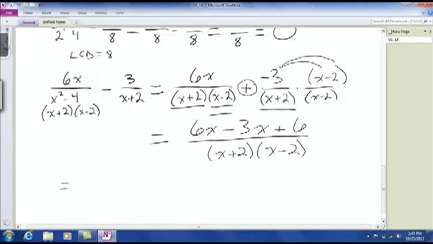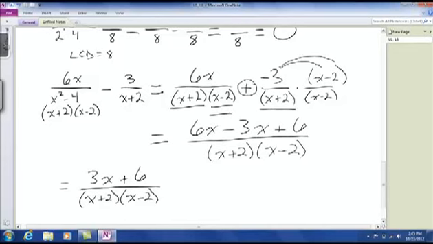Hey, so if you look at the top of the fraction, you've got 6x minus 3x. Well, that's just 3x. And then I've got a plus 6 on there. And all of this is over x plus 2 times x minus 2. Do you follow me? I hope so.